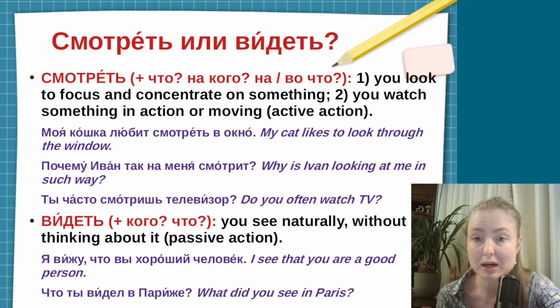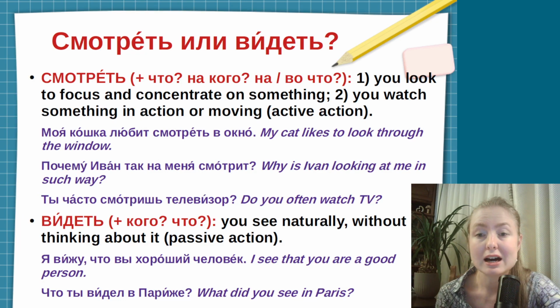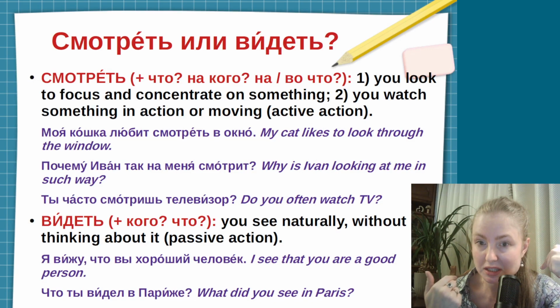So again, my three examples for the verb смотреть. Моя кошка любит смотреть в окно. So the cat concentrates on the action that it likes to do. That's why we use the verb смотреть. The second example: Почему Иван так на меня смотрит? Why is Ivan looking at me in such a way? Also, you see, Ivan concentrates on me. That's why we should use here the verb смотреть.